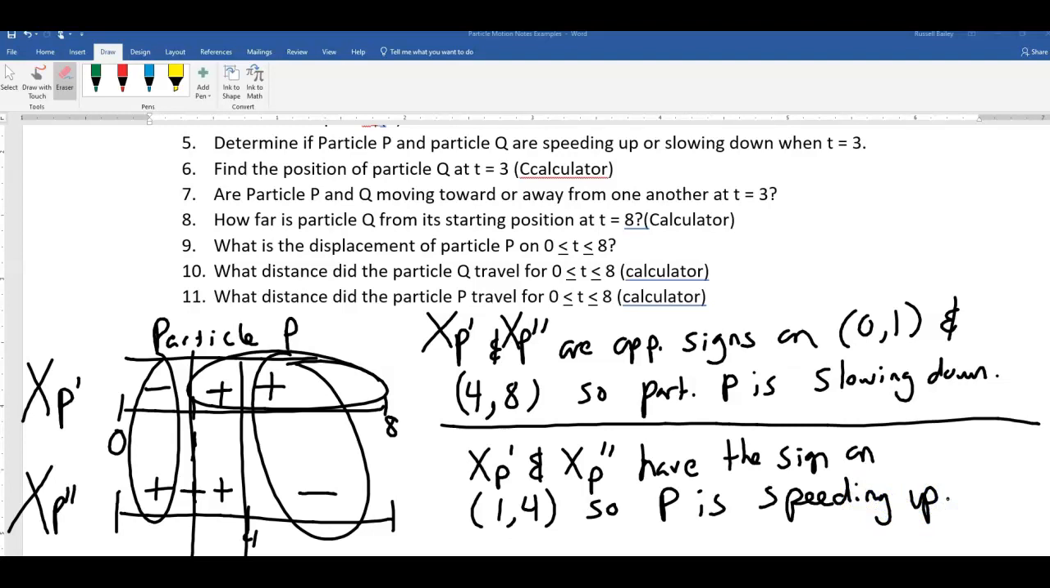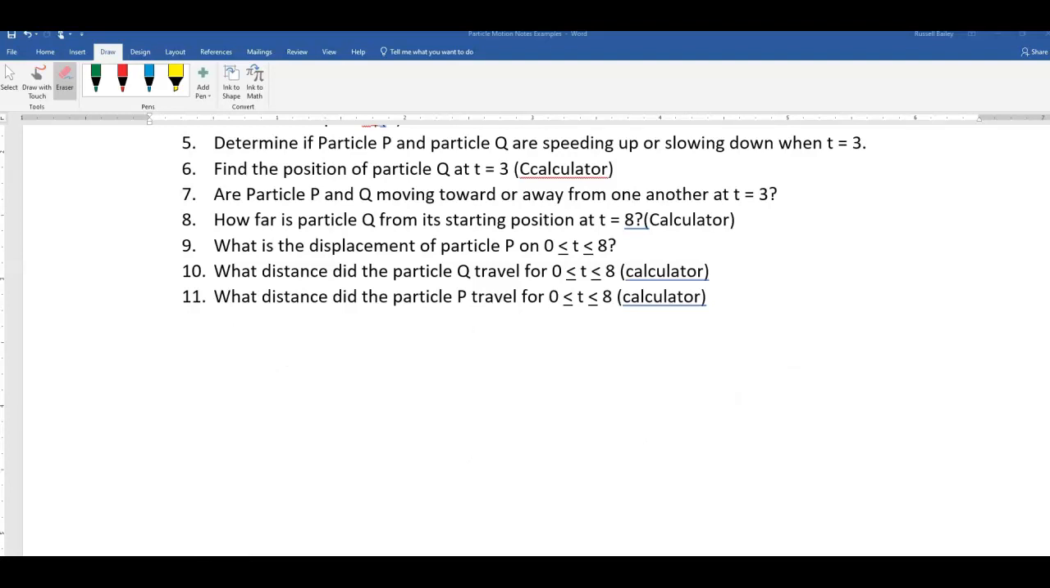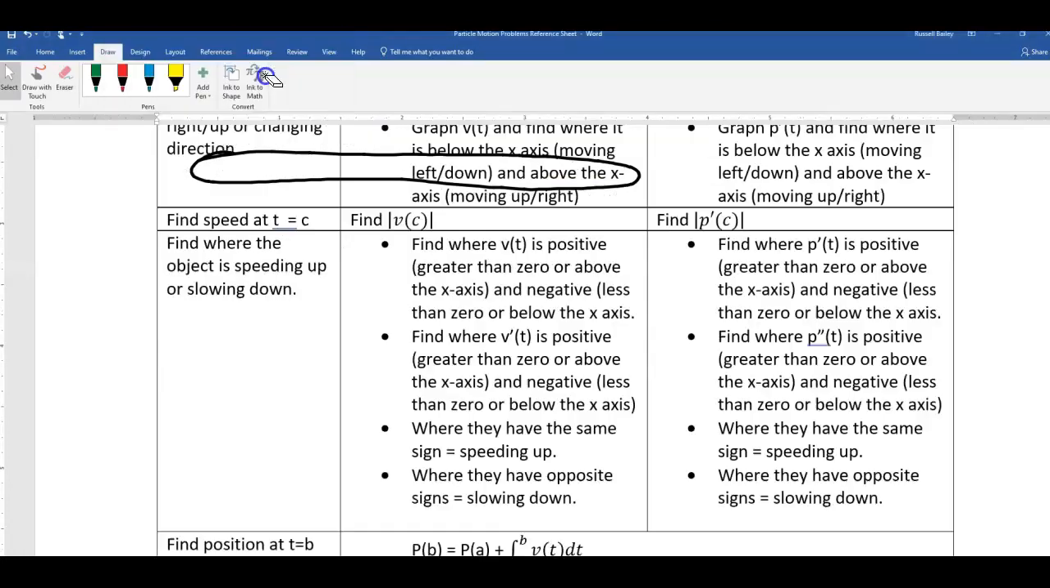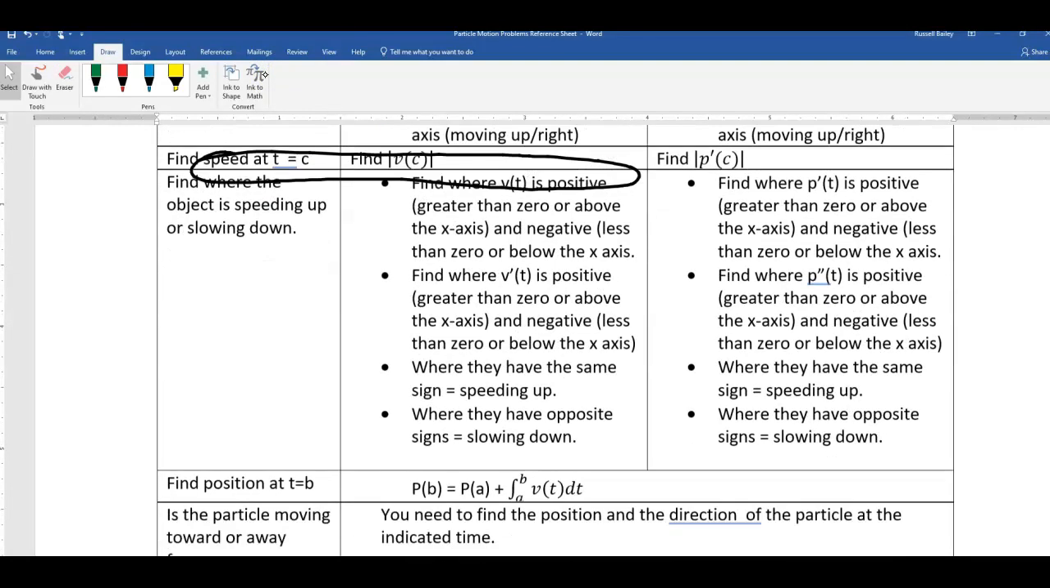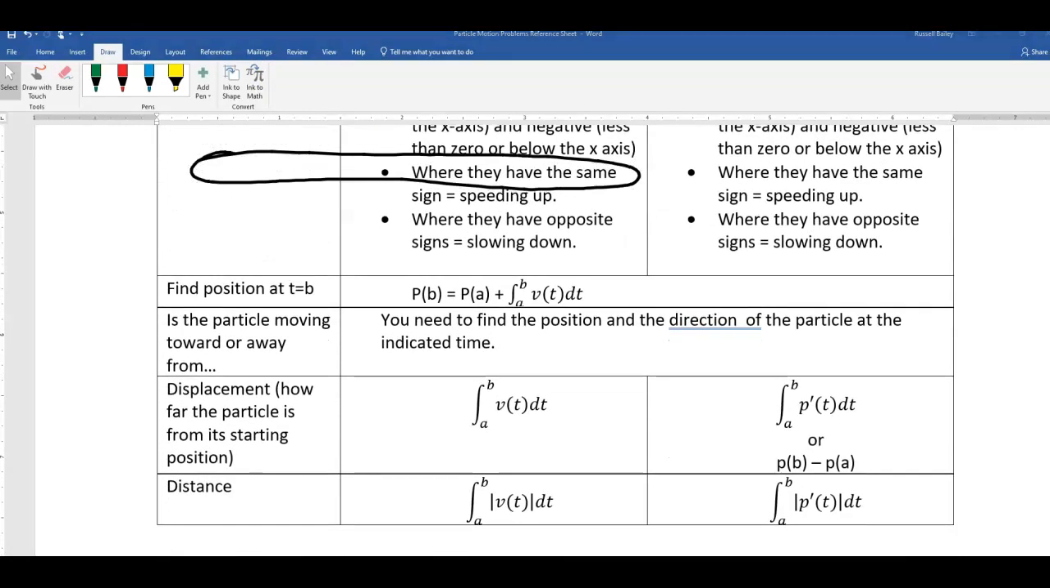Okay, that takes care of question number 5. Let's go ahead and move on to question number 6. Question number 6 is asking us to find the position of particle Q at t equals 3. It's a calculator question. Particle Q is a velocity function. So let's go to our reference sheet here. Under the velocity side, we're going to look, how do we find the position? Well, it tells us right here, you're going to use this little formula here.